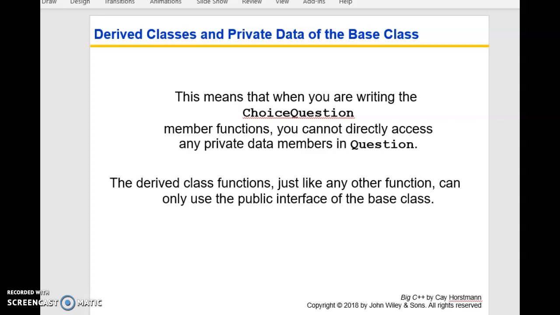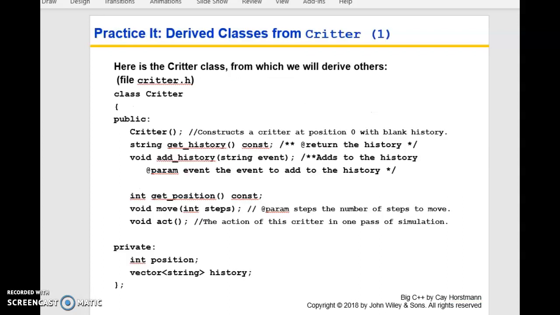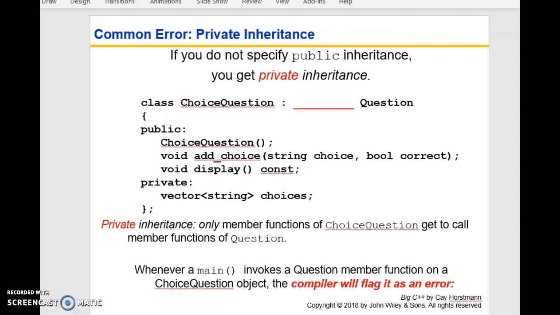So when you are writing a choice question, the member functions directly access the choice question member data, but cannot access any private data members from question. So this is an example of choice question that requires an add choice function on top of what the question requires. There's a practice in the chapter. Take a look at that.